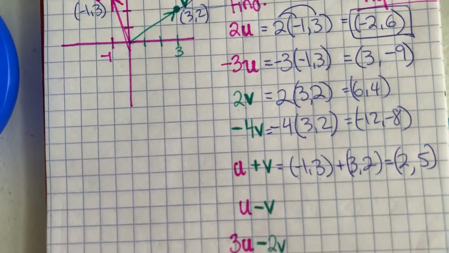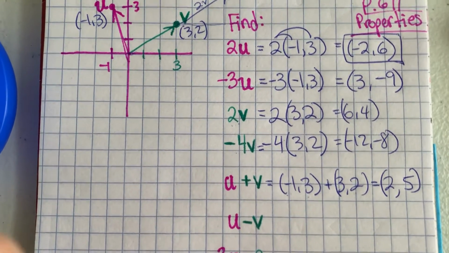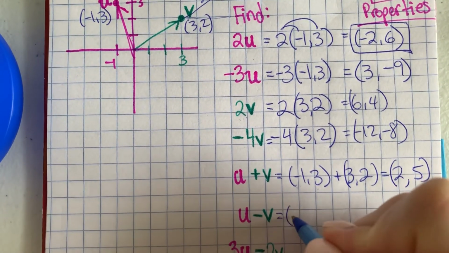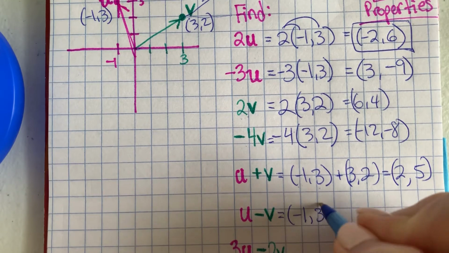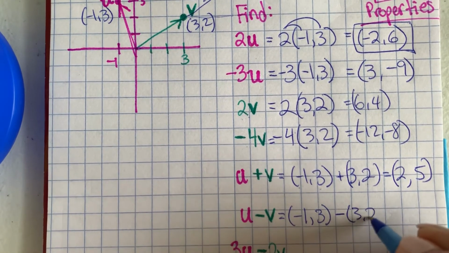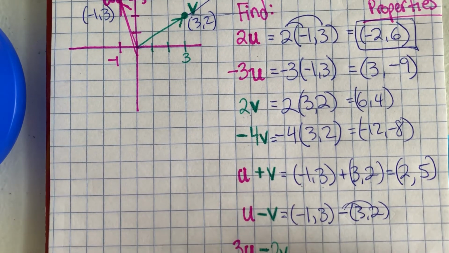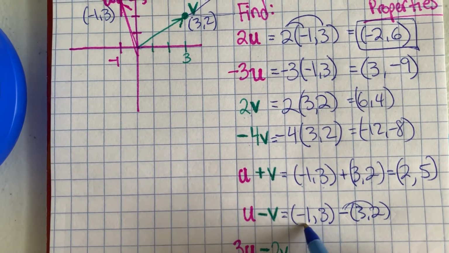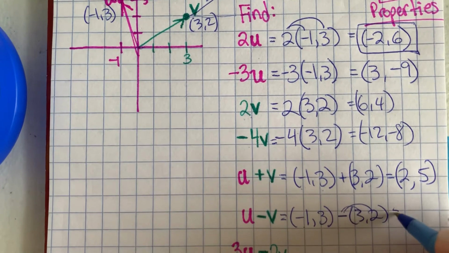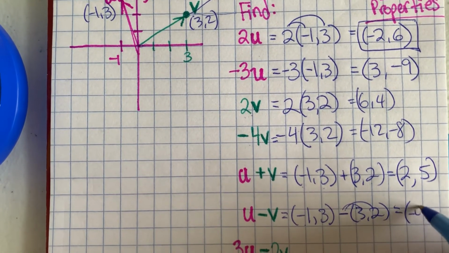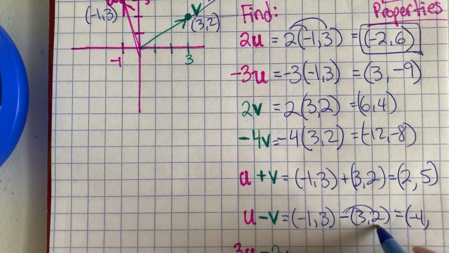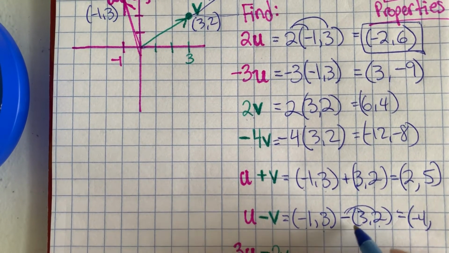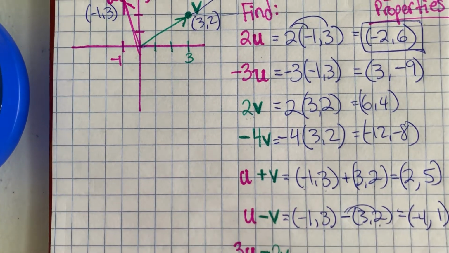Okay? Now subtracting here, order matters. You've got to be careful with the negative. We've got negative 1, 3 minus 3, 2. You could think of it as distributing the negatives, or think of it as a1 minus a2. Negative 1 minus 3 is a negative 4. b1 minus b2. 3 minus 2 is a 1.